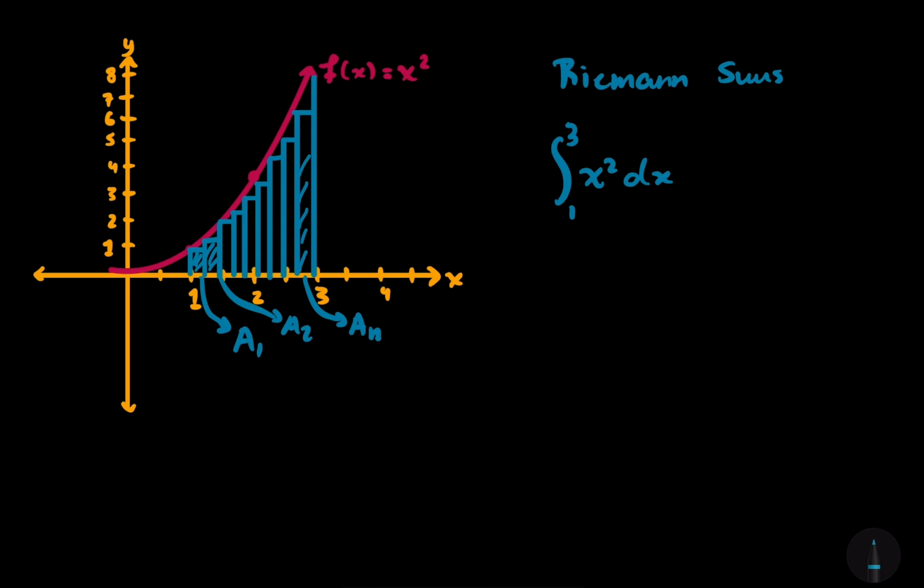And as a matter of fact, what we're going to come to find is that the smaller and smaller these rectangles are, so the finer the partition, the more accurate our Riemann sum approximation is. And let me show you.